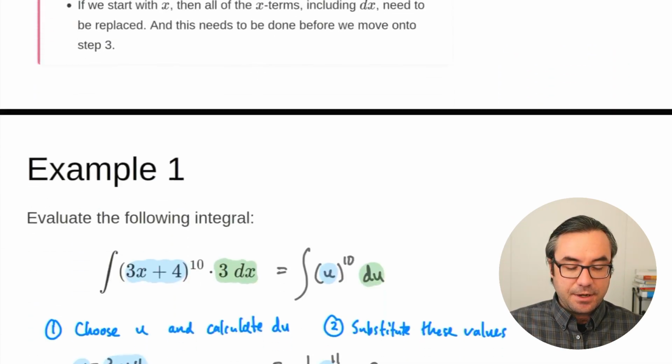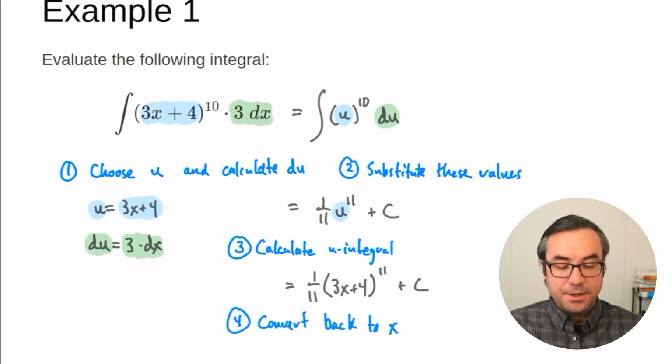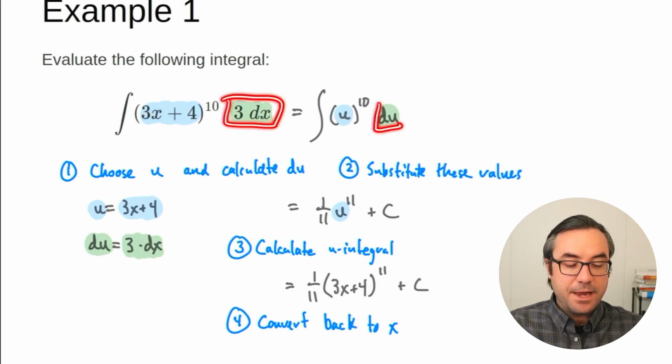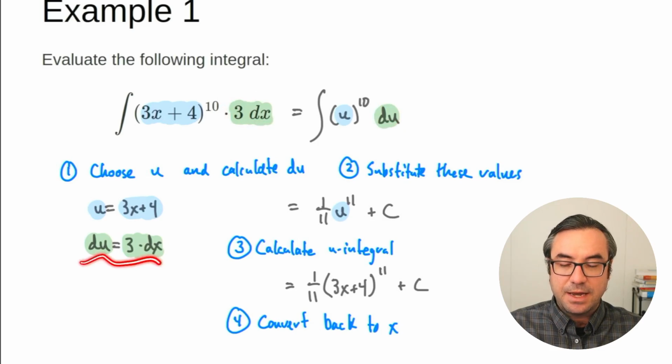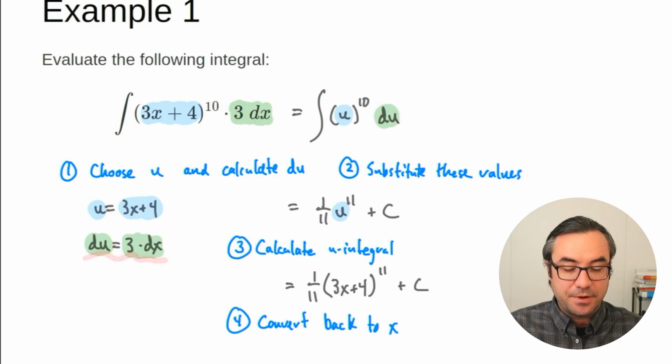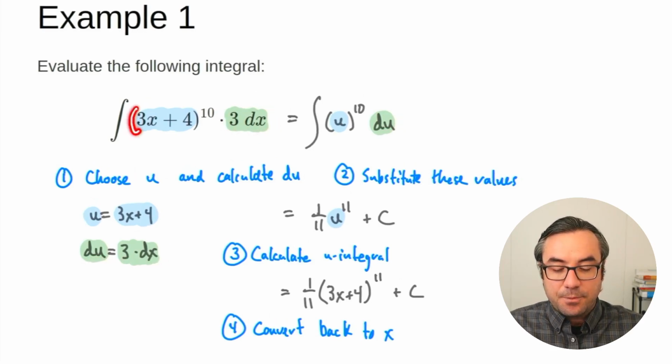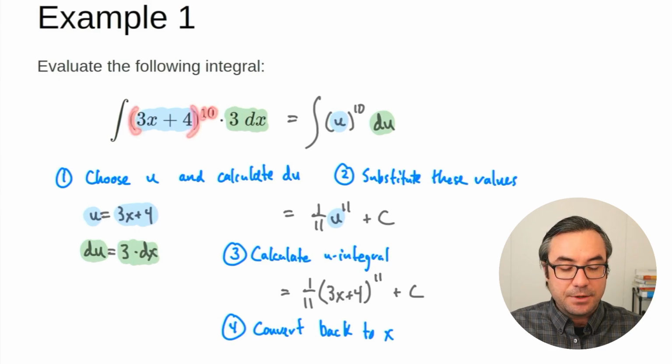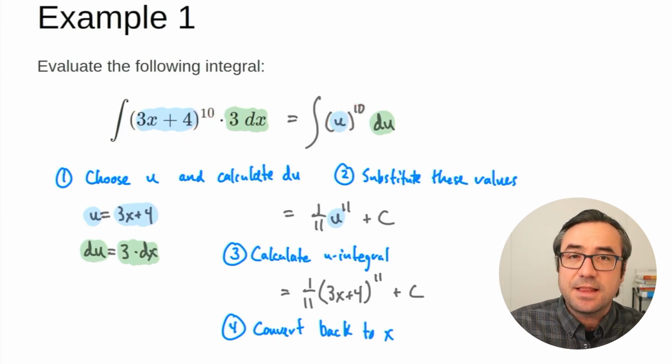And that's what we saw in our first example here. So the inner part became our u. The leftover part here became our differential du. And this one's nice. This is a nice first example because this is a perfect match. Again, that doesn't always happen. But the outer part of our function, this raised to the power 10, that's the thing that we actually integrated.